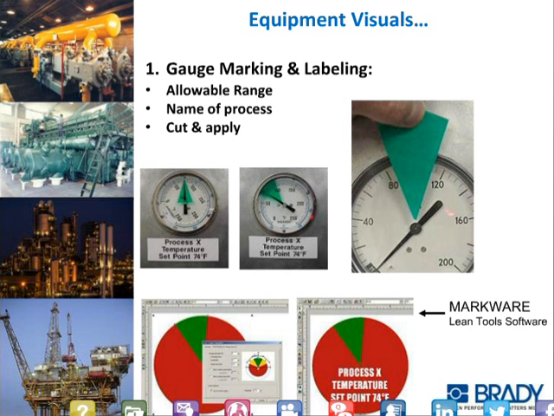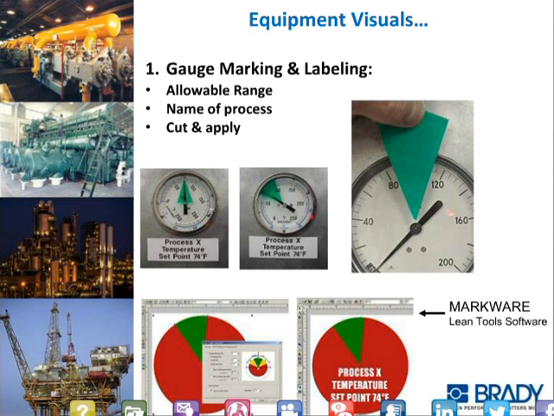But you can also have the same system that says process X temperature, set point is 74 degrees, but there's a range, an allowable range. So in the plants where I see this, it says, yeah, we set it at 74, but during its normal operation, it can vary. So that green range shows the variance. One of the Brady tools that's available, the Markware software, you can actually customize in the color label maker and make the entire label the red-green band, or red-green-yellow band.